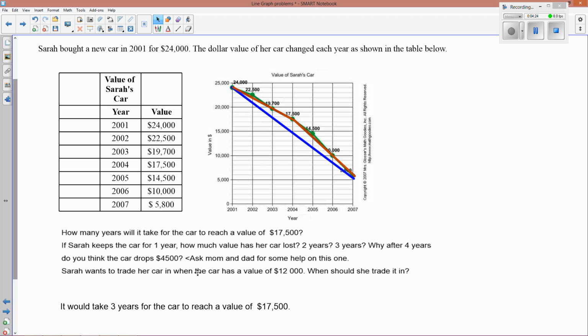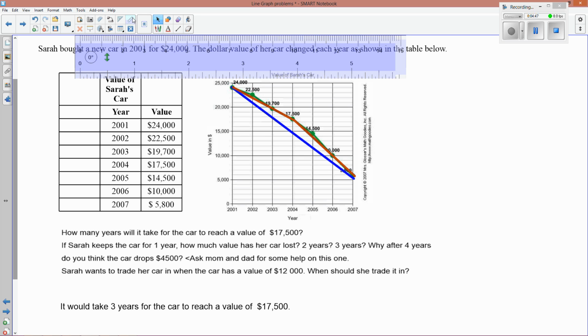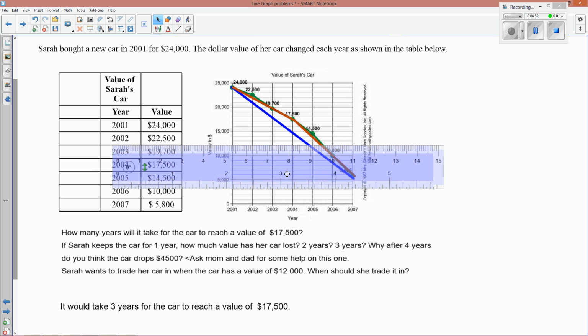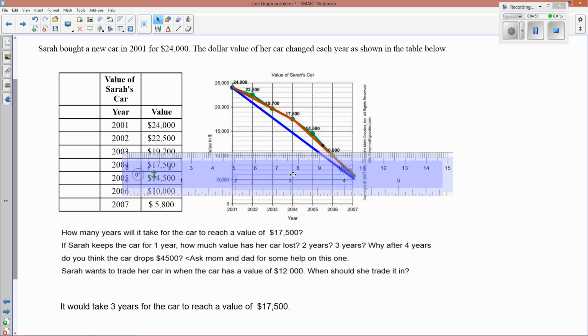Sarah wants to trade her car in when it has a value of $12,000. When should she trade it in? Well, $12,000 is not a number that's on here, but we can use the graph to make a prediction of when her car will roughly be worth $12,000. Go up the scale. Each one of these increments is $1,000. So 11,000, 12, 13, 14, then 15. So we go to the $12,000 value, and we just kind of use a ruler and we go across. All right, and we can put a point right here. All right, that's where the 12,000 intersects.